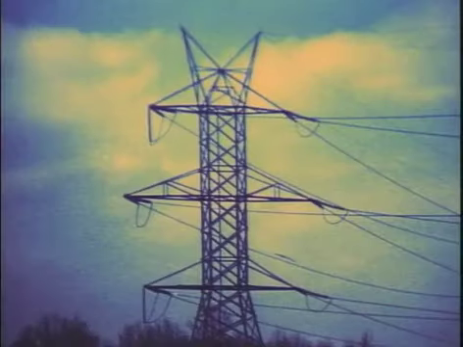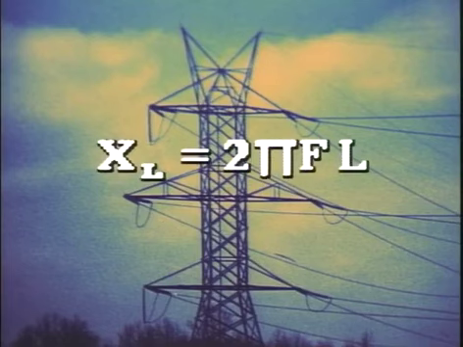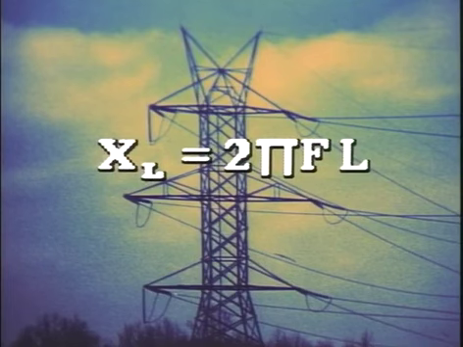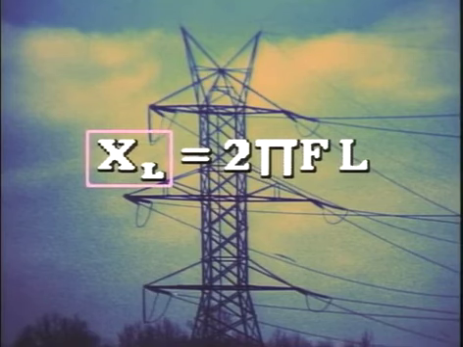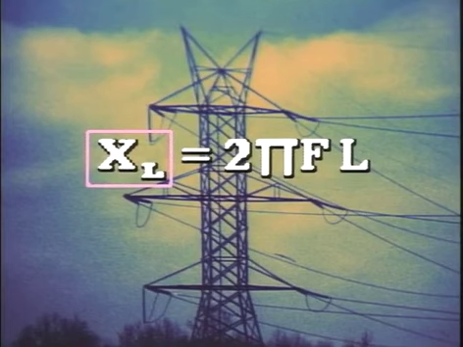Now, as we've seen, it's inductive reactance, not inductance itself, that makes up part of the impedance formula and therefore has an effect on power loss. Inductive reactance is the opposition to changes in current flow of AC, or pulsating DC, caused by inductance. Inductive reactance can be expressed in terms of the equation X sub L equals 2 times pi times F times L. X sub L, which represents inductive reactance, is measured in ohms.